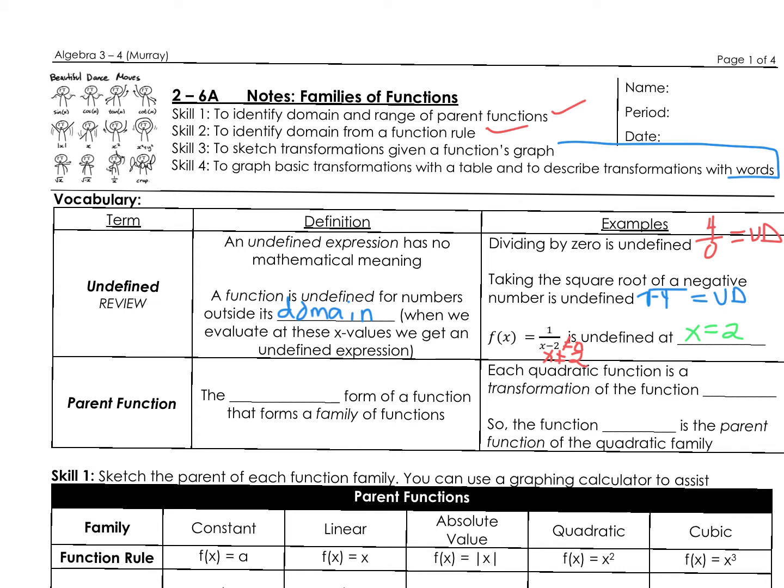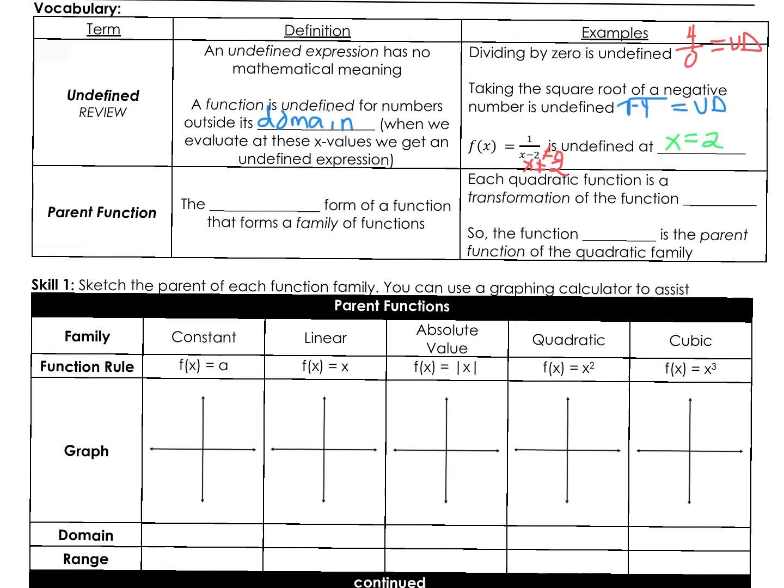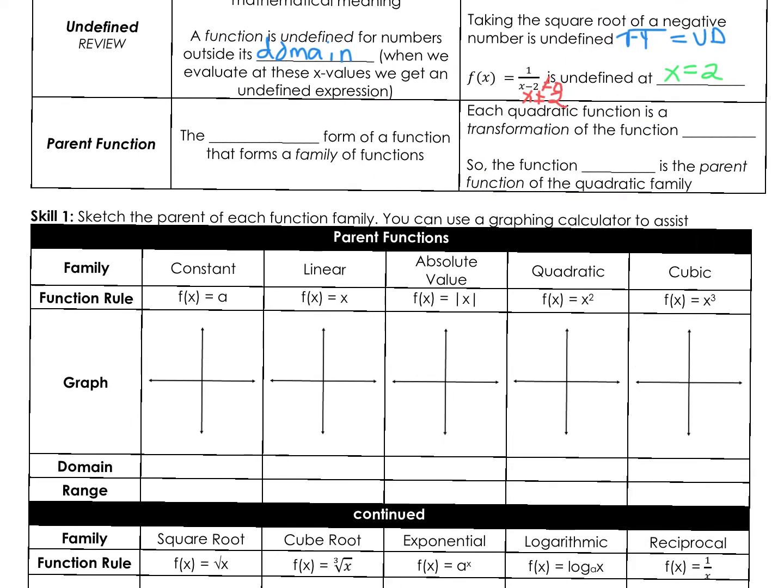And we're going to spend time going to each one of these in detail. So we're going to do a brief overview at first, and then in our successive chapters and sections, we're going to go through all of these different ones individually. So let's talk about this parent function. A parent function is the simplest form of a function that forms what's called a family of functions. So we're going to put here simplest.